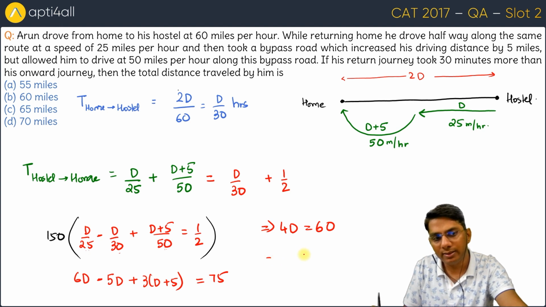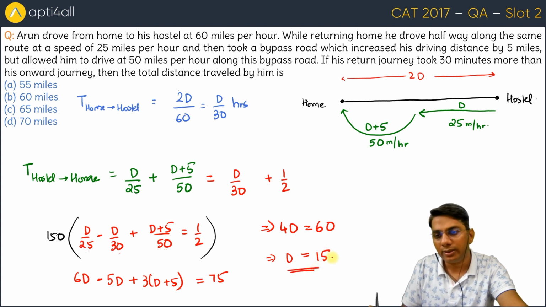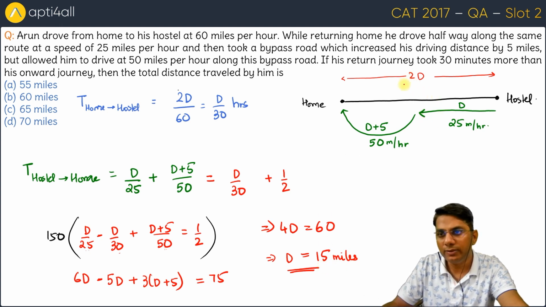Hence d here comes out to be 60 by 4. 60 by 4 is 15. So the distance d comes out to be 15, and since the units that we are using are miles per hour, the distance will be in miles. So the total distance now becomes twice of d. The distance is 2d, right, from home to hostel. So the total distance between home and hostel is twice of 15, which is 30 miles.